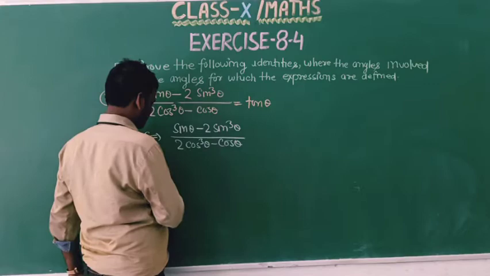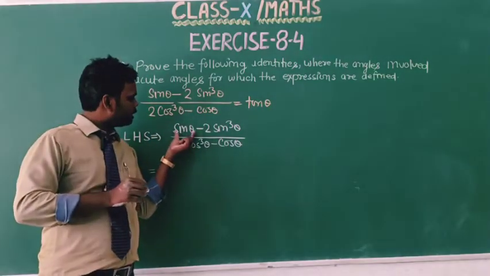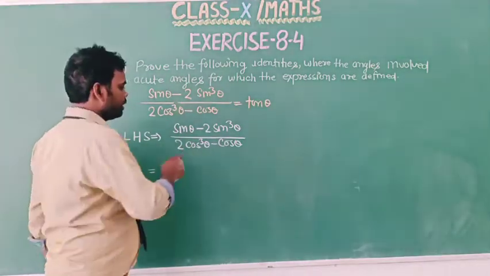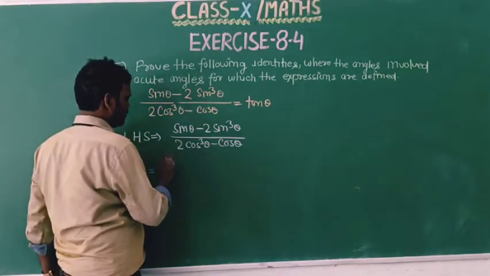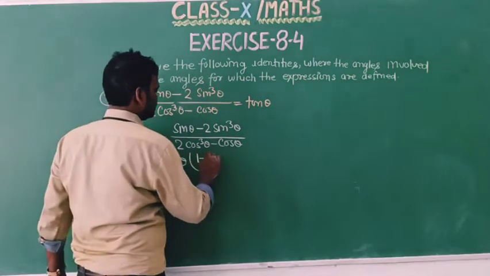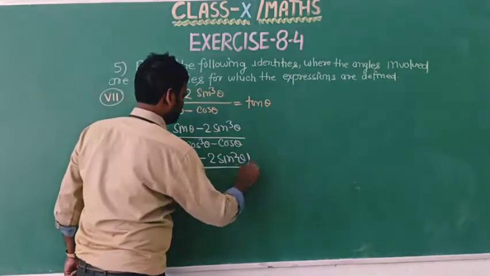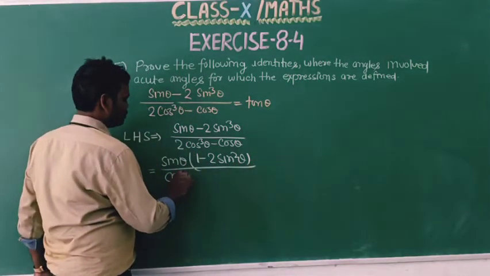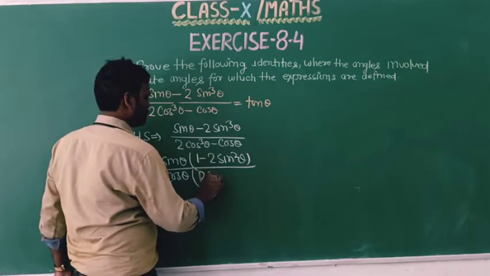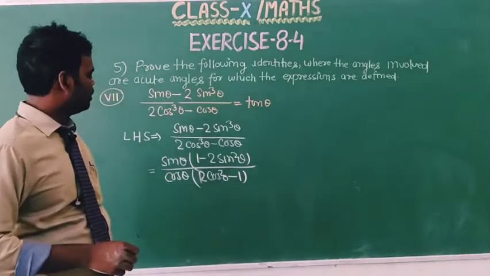In the numerator we have sin theta common and in the denominator cos theta common. So this expression becomes sin theta into (1 minus 2 sin square theta), upon cos theta into (2 cos square theta minus 1).